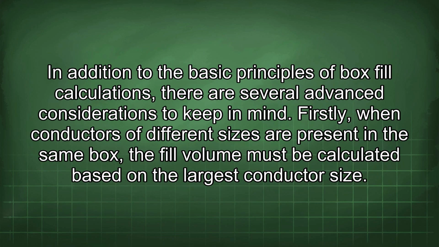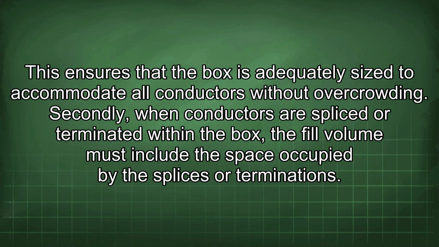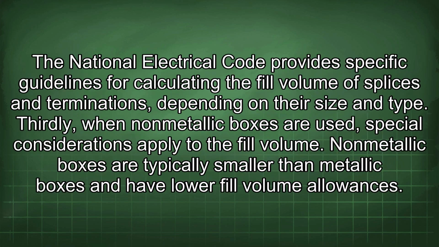In addition to the basic principles of box fill calculations, there are several advanced considerations to keep in mind. Firstly, when conductors of different sizes are present in the same box, the fill volume must be calculated based on the largest conductor size. This ensures that the box is adequately sized to accommodate all conductors without overcrowding. Secondly, when conductors are spliced or terminated within the box, the fill volume must include the space occupied by the splices or terminations. The National Electrical Code provides specific guidelines for calculating the fill volume of splices and terminations, depending on their size and type.